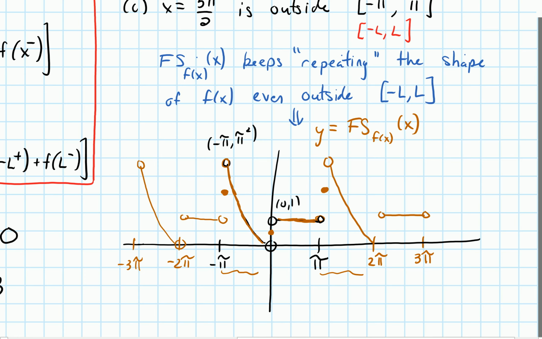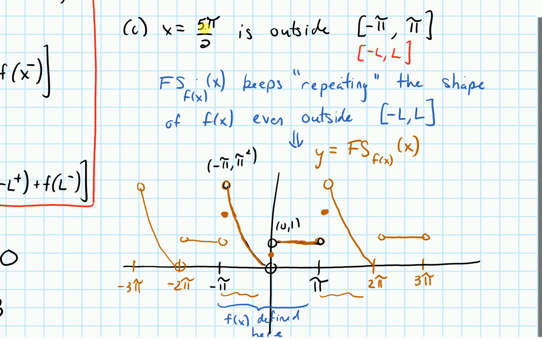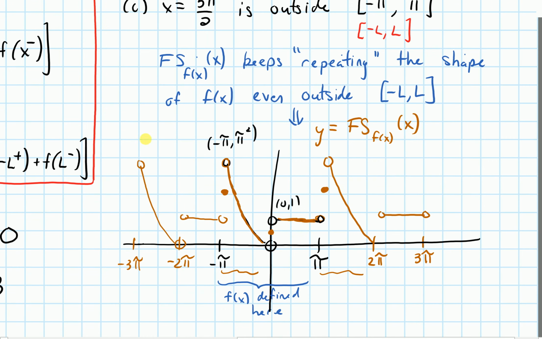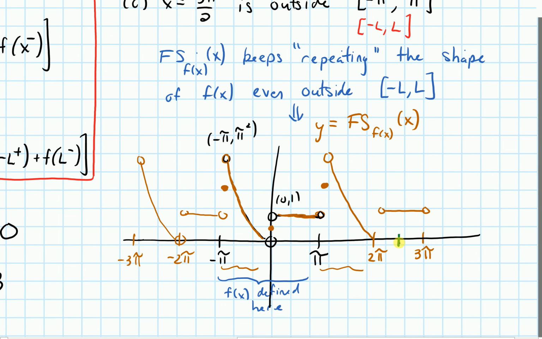All right, so in this picture, the interval from negative pi to positive pi was where f of x was defined here. But our Fourier series is not only on the interval, it's repeating what happens there on the outsides. Okay, so in this problem, we want to know what happens at 5 pi over 2. What does the Fourier series converge to? So 5 pi over 2 is over here. This is 5 pi over 2.